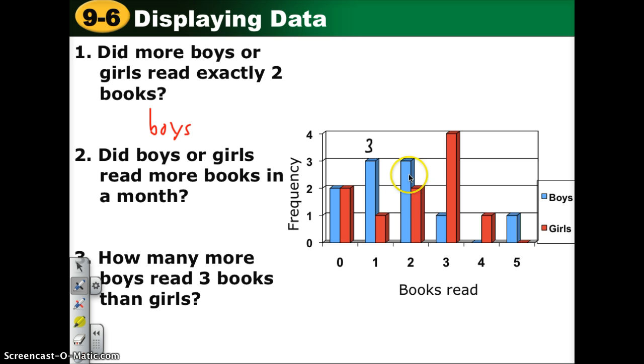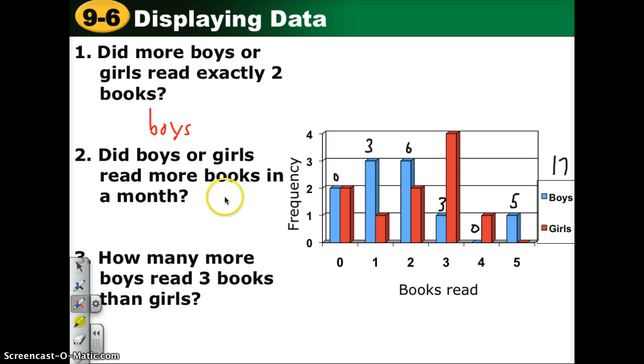In the third category, there were 3 boys that read 2 books. So that would be 6. There was 1 boy that read 3 books, so that's 3. No boys read 4 books, and there was 1 boy that read 5 books. So we would add those together. That's a 0, and that's a 0. So we have 3 plus 6 is 9. 9 plus 3 is 12. 12 plus 5 is 17. So there were 17 books read by boys.